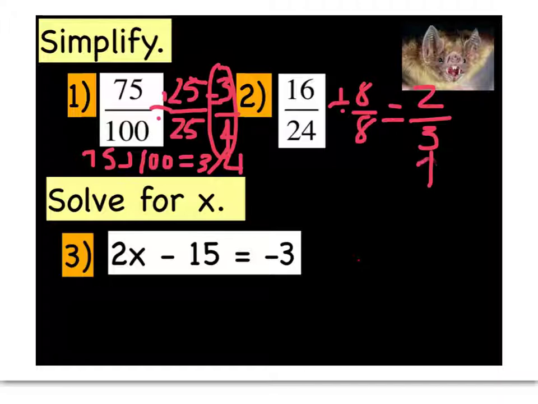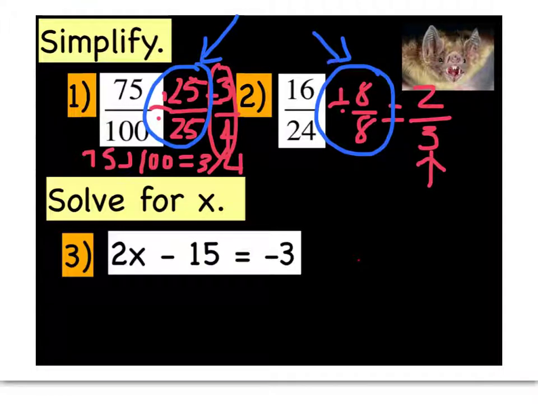2/3 as my answer. Now in chapter 3, I'm expecting that work to be shown. So I'm going to circle this right here and circle this right here. This is what chapter 3 is about. Finding equivalent expressions, or basically simplifying ratios.